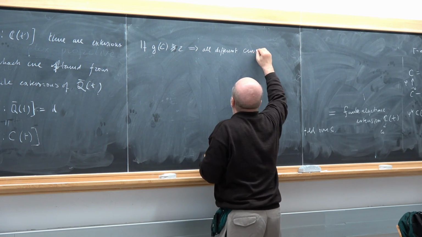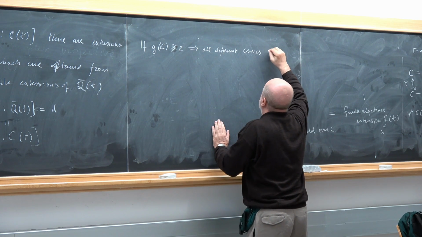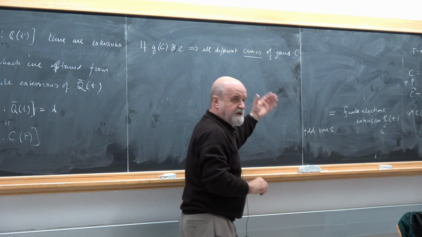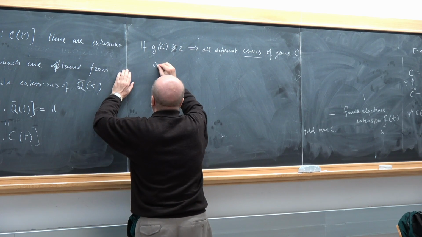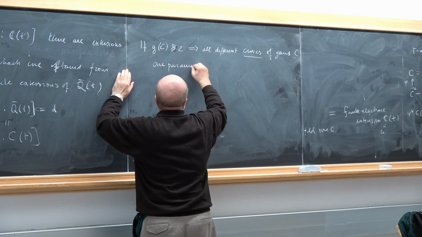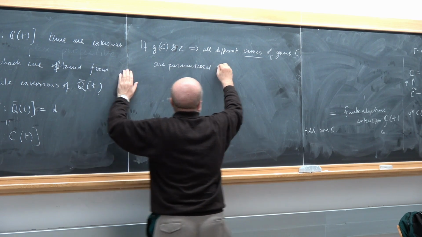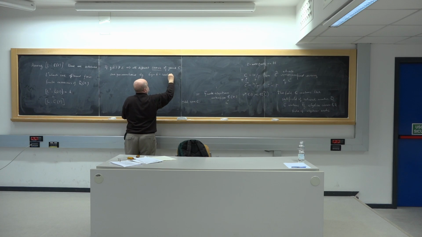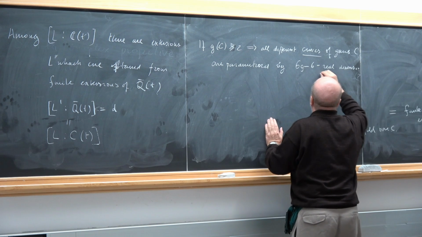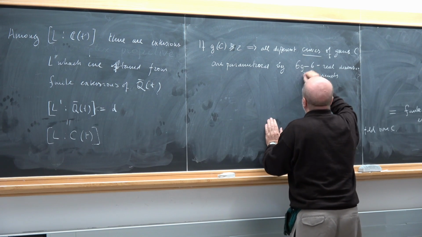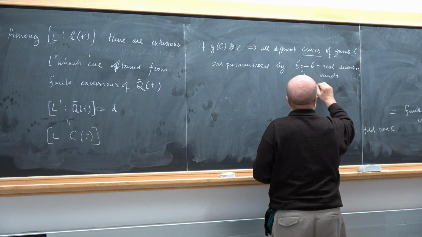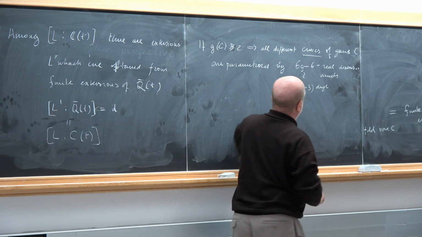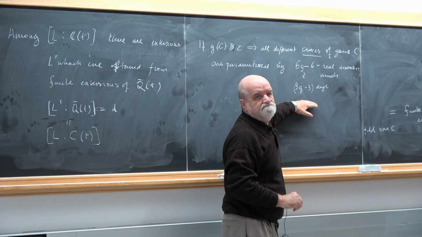curves of genus g, I mean complex projective curves, are parameterized by a 6g minus 6 real dimensional variety, which also has something which is an algebraic variety of 3g minus 3 dimensions. So here we count real variables, here it's like complex variables.